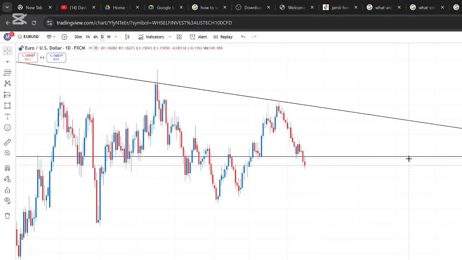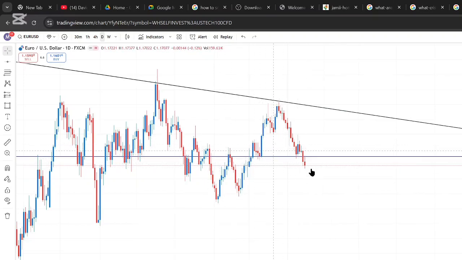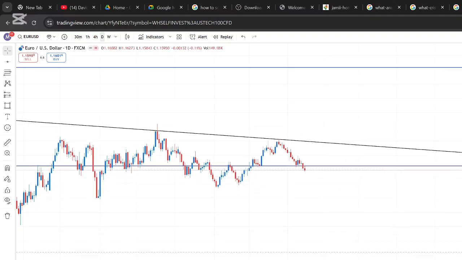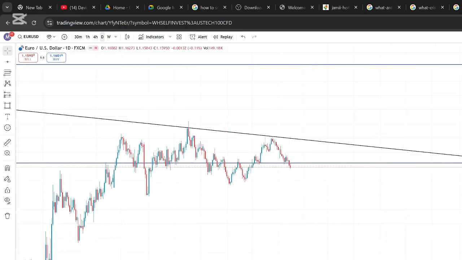Here we have the Euro USD. As you can see, Euro USD has already broken a major supply zone, so we're expecting it to continue going down. Euro USD might be very bearish as we look at it.